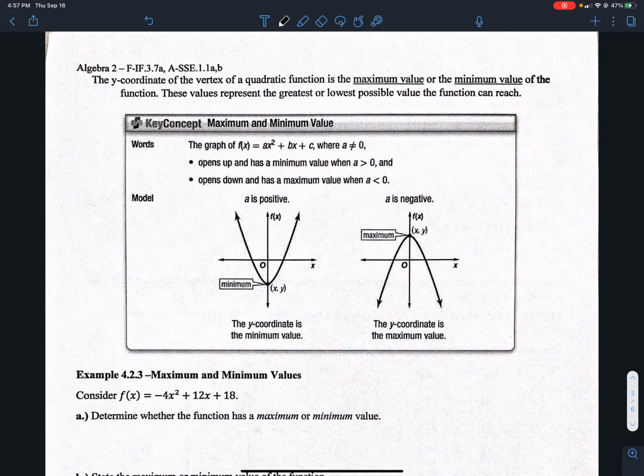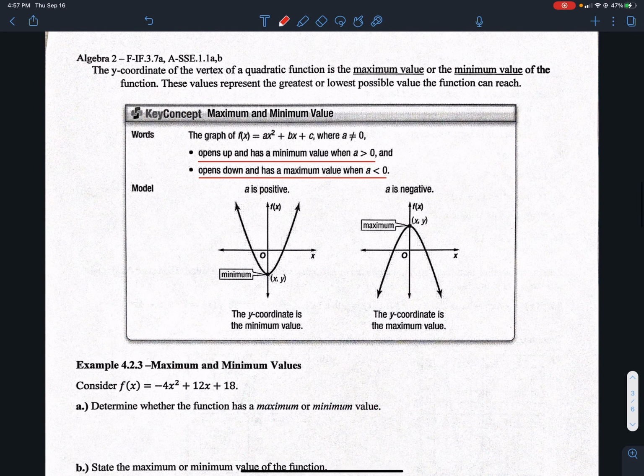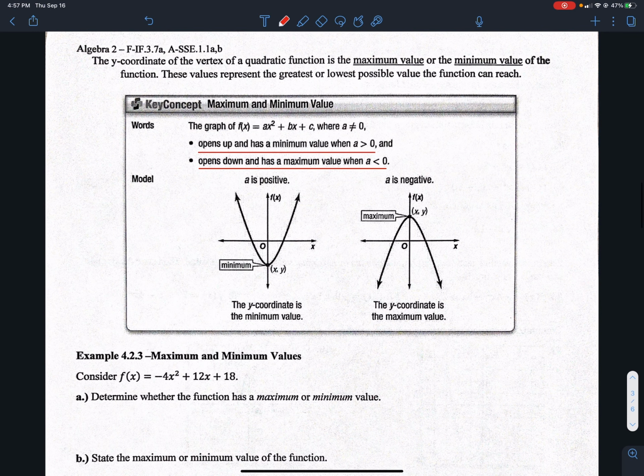If the graph opens up, it is going to have a minimum value whenever the a is greater than 0. If it opens down, that means that the a value is less than 0. Okay, so if it's less than 0, it could be a negative number. All right, that's going to have to be any negative number. Could be a fraction or a whole number, decimal, as long as it's negative.